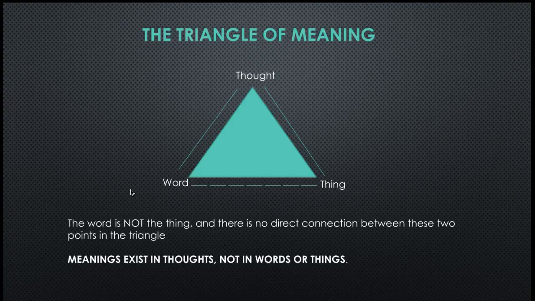So the triangle of meaning tells us how thought, word, and thing are all related, but it tells us that word and thing are not always closely related until we assign our thought or knowledge to it.